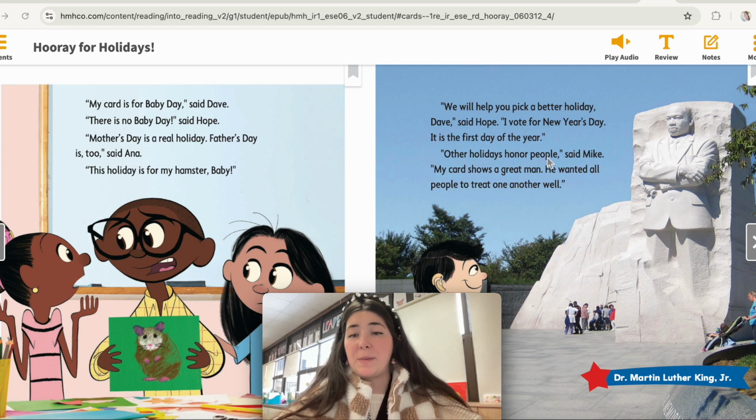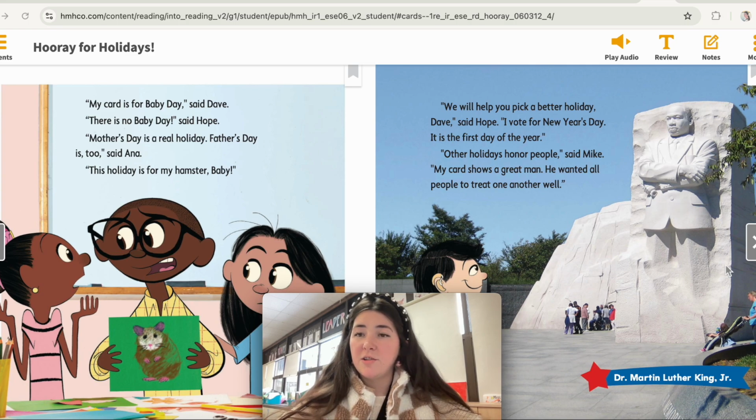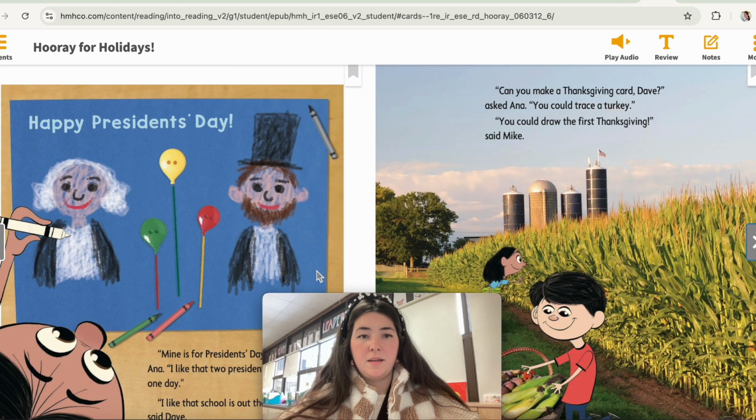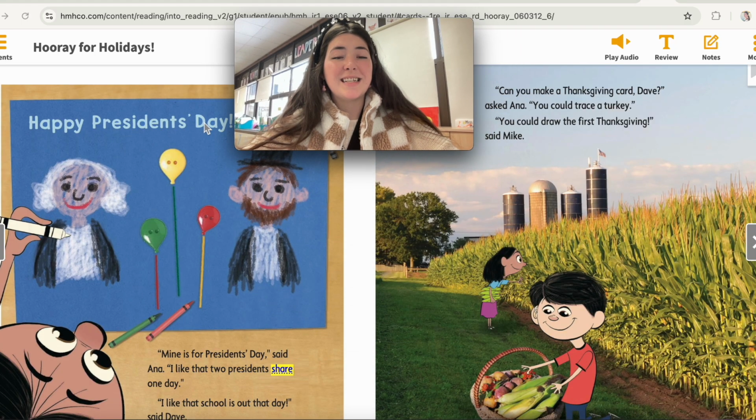"Other holidays honor people," said Mike. "My card shows a great man. He wanted all people to treat one another well." And this is on Dr. Martin Luther King Jr., who we just learned about the other day, and here's his statue. And then we've got, this says, Happy President's Day, an example of one of the cards that they made.